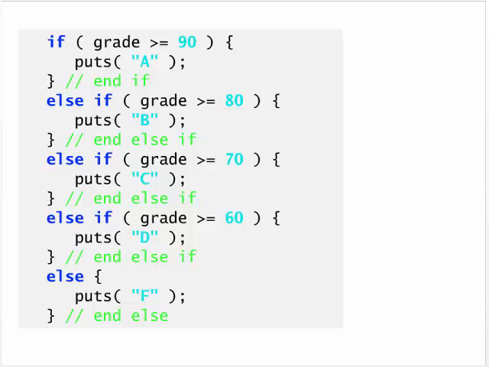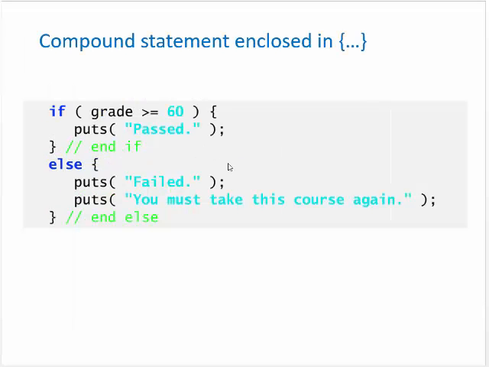Let me give you a further example. We're starting to talk about what's called a compound statement. So your compound statement must be enclosed in curly brackets. So if grade greater than or equal to 60 didn't actually have to have curly brackets, because if that's true, the next line of code is going to be evaluated, which puts passed. But it's good programming practice to put those curly brackets in anyway, even if there's only one line of code.